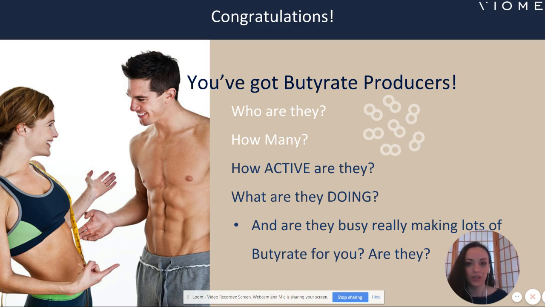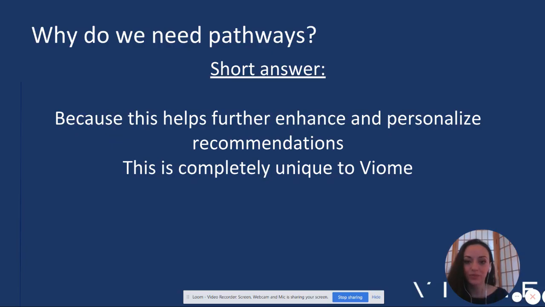So what are they doing? Are they being incentivized to give you a lot of butyrate that you need? And that is what we measure with this butyrate production function, and the pathways, the molecular pathways that get assessed, tell us how much as a whole, on the net effect, how much butyrate production you're likely to be getting out of your microbiome. So why do we need pathways? The short answer is because it helps us further enhance and personalize our recommendations.